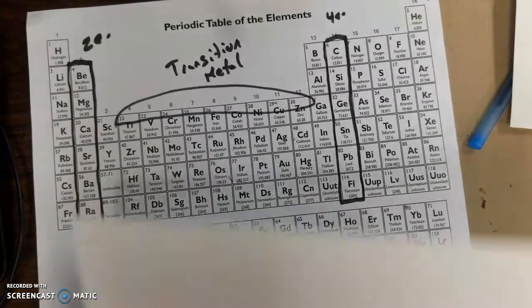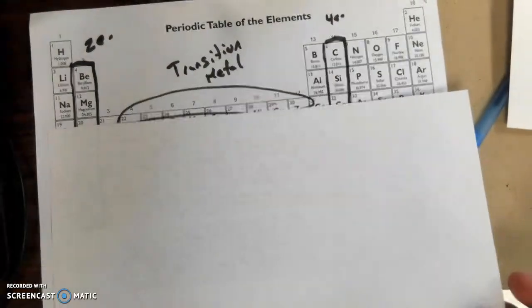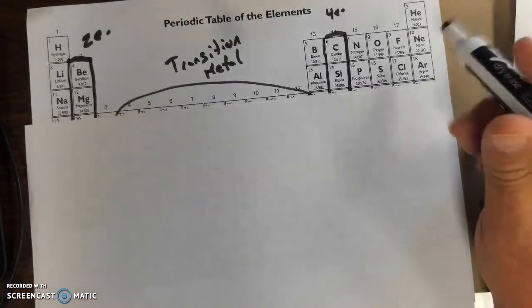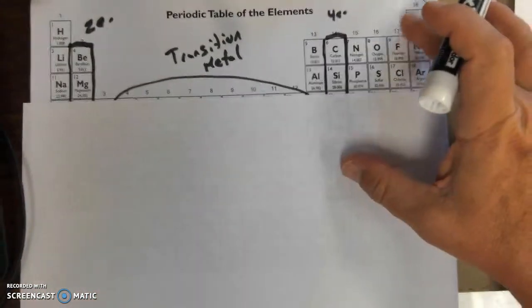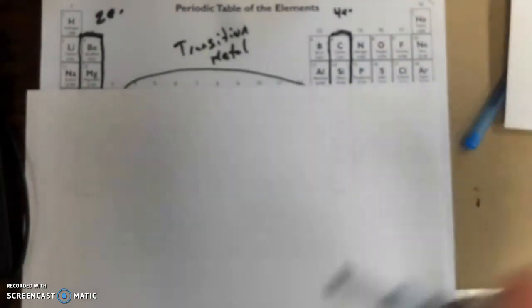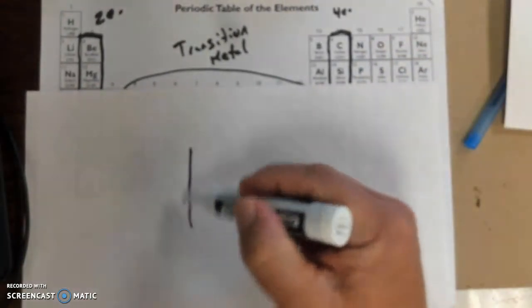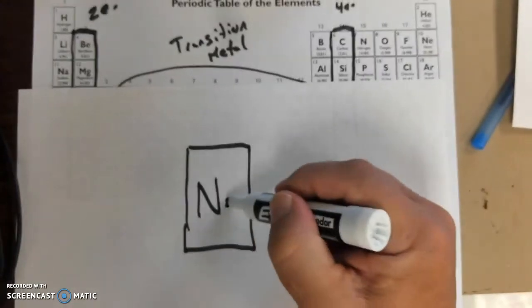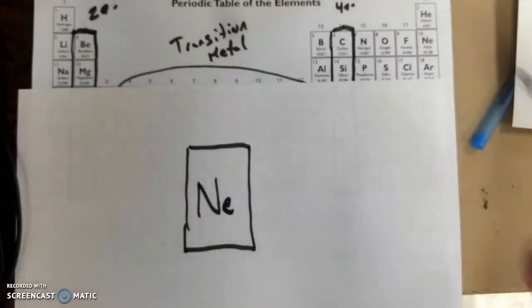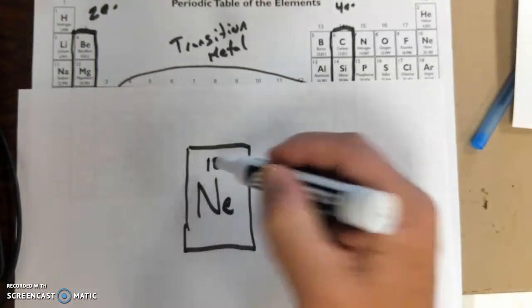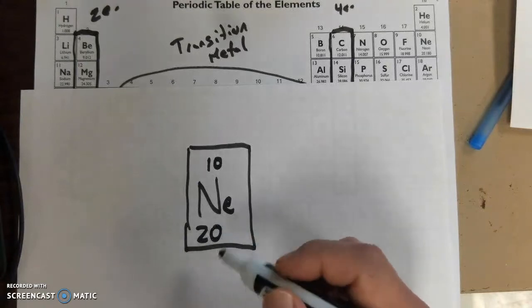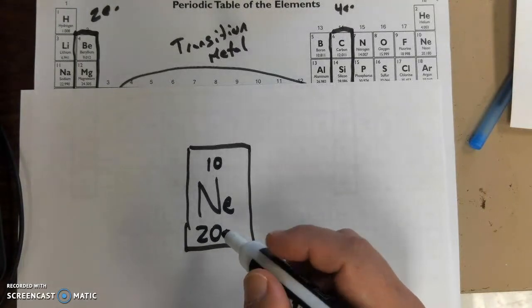Okay, I want to talk about the rule of octet. And in order to talk about the rule of octet, I need to draw an electron dot model for neon. First, we've got to figure neon out. So I've got my neon that I'm going to blow up here. And I've got my atomic number 10, so we know it's got 10 protons, and most of the time it looks like it's going to have 10 neutrons.